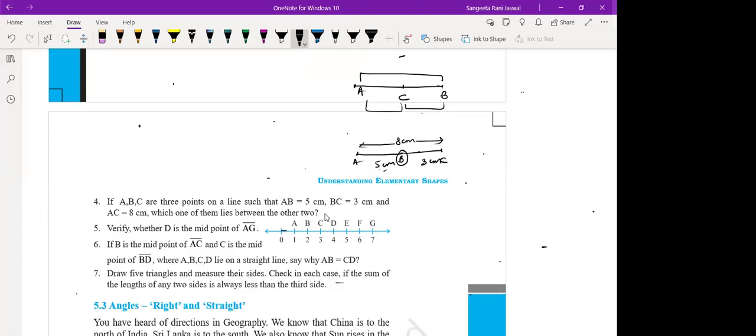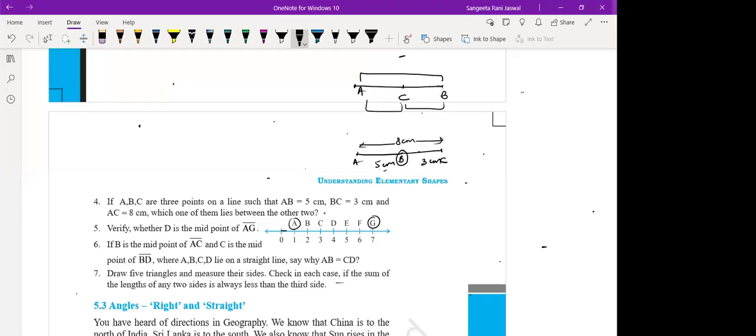Okay, next is verify whether D is the midpoint of AG. Now you have this line segment. You have your A over here, right? G over here. Now you have to verify: is D the midpoint of line segment AG? Yes, just check. Yes, Nishika? Yes, ma'am. D is the midpoint of AG.